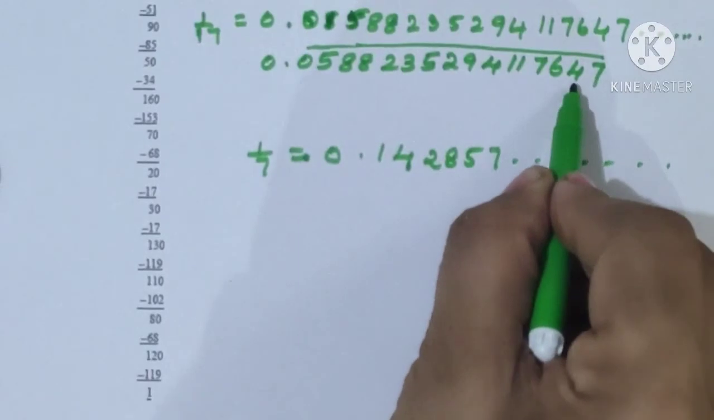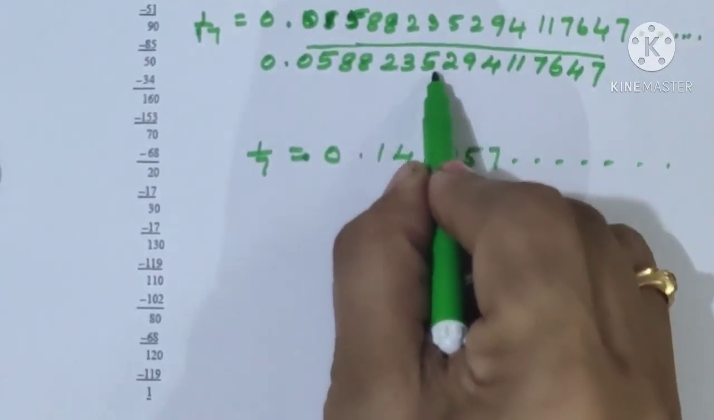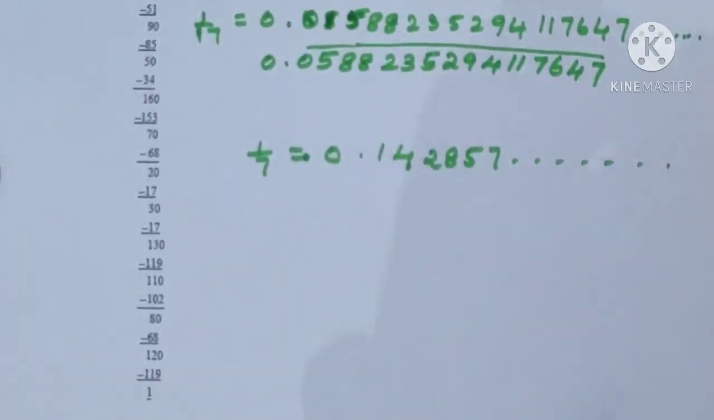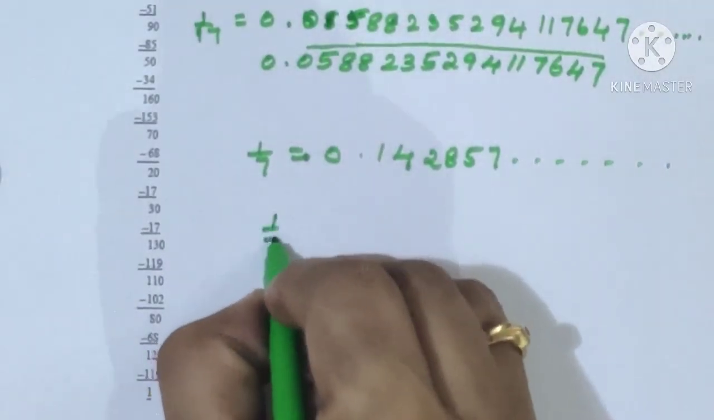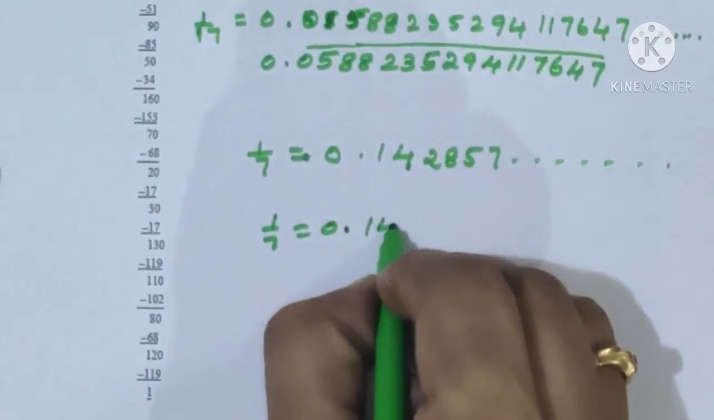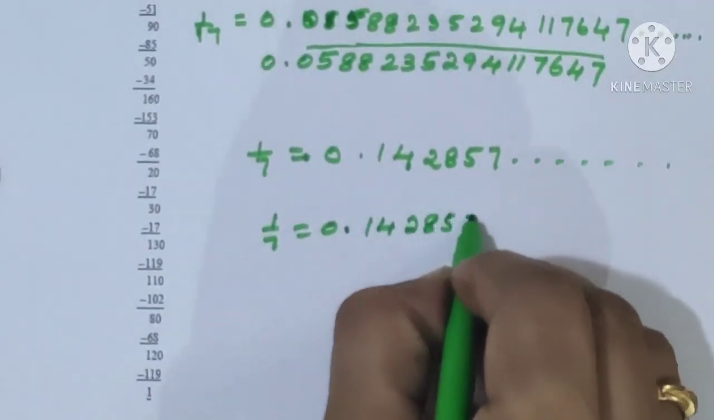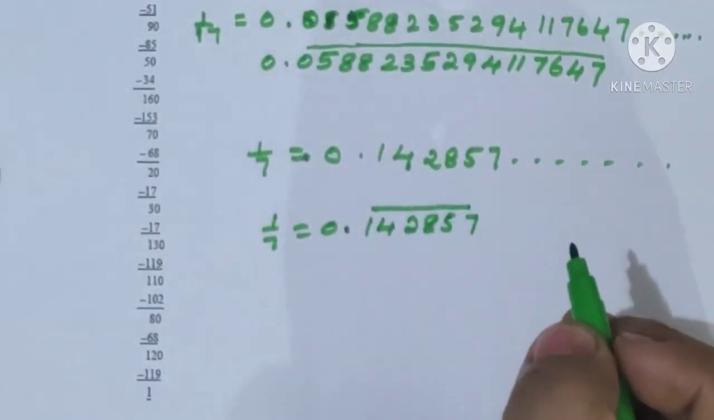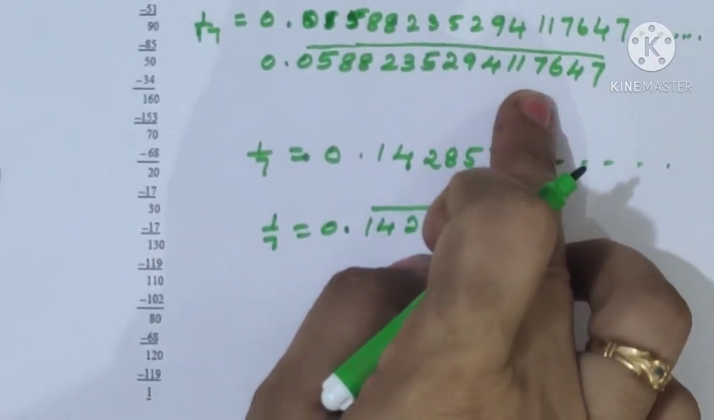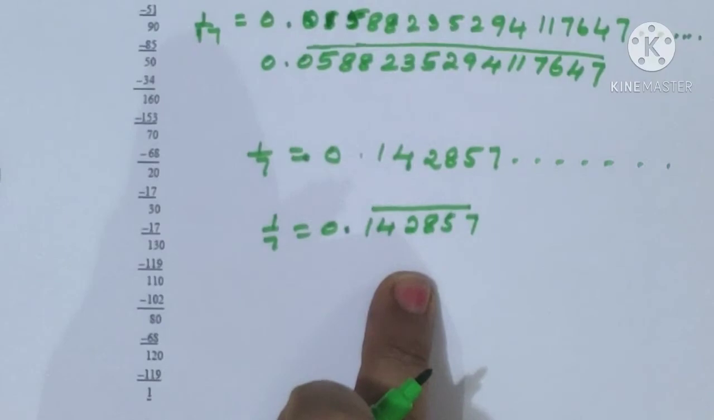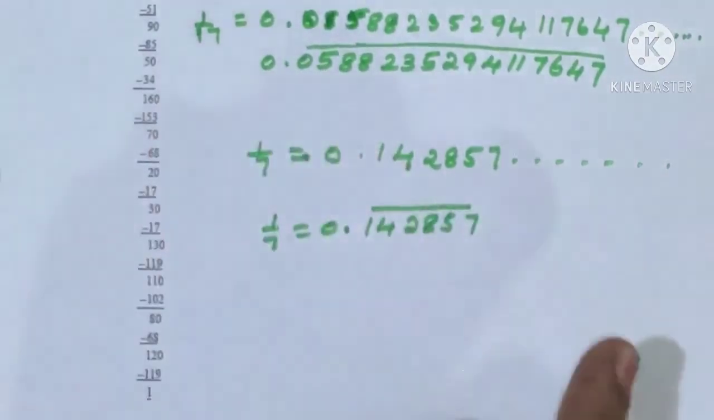Now count and see. 2, 4, 6, 8, 10, 12, 14, 16 digits are there. Here you see 2, 4, 6. That means 1 by 7 equal to 0.142857. This is another example, right? So the maximum number of digits which are repeating for this case is 16 digits, and here it is 6 digits, that is less than the denominator.